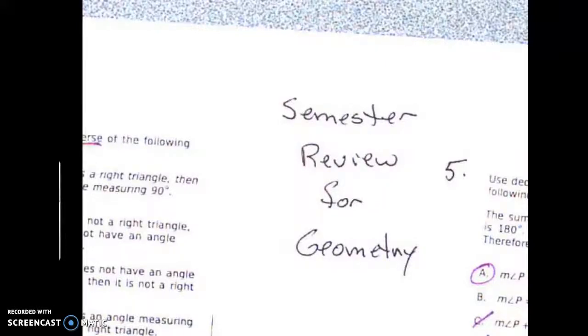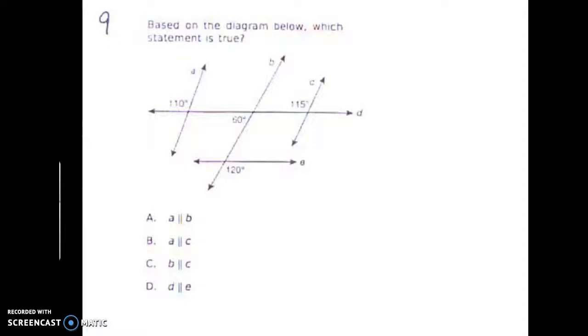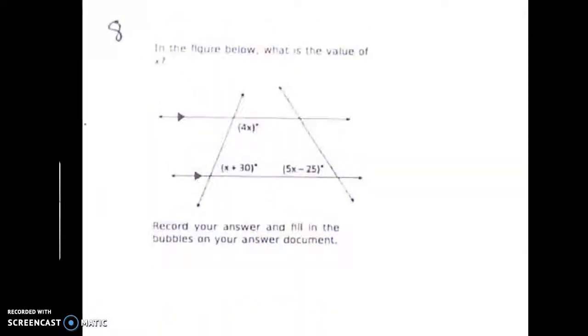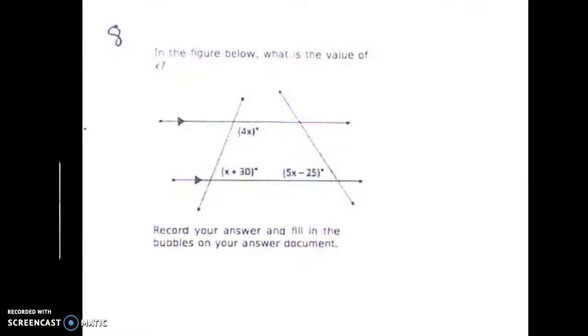We are continuing the semester review for geometry. We're going to get started on question number 8. Question number 8 says, in the figure below, what is the value of x?